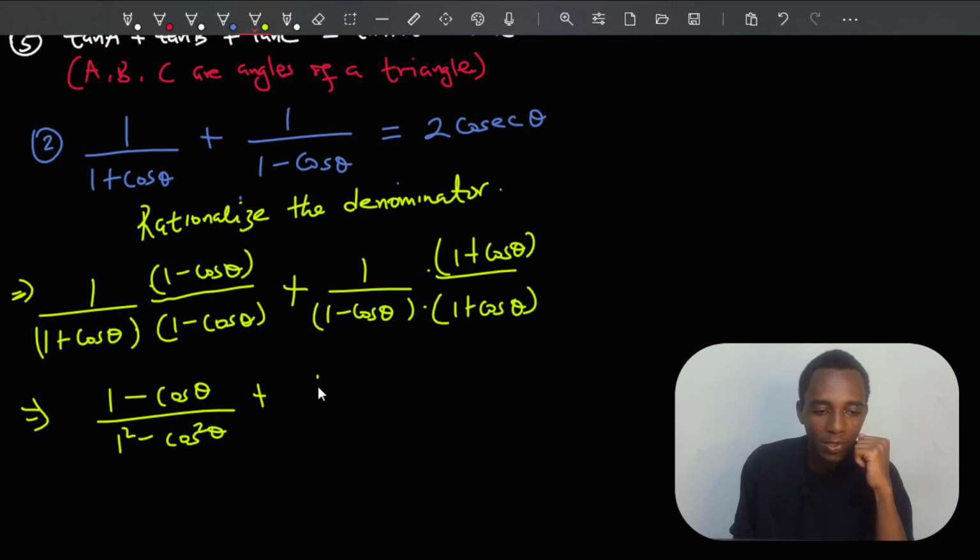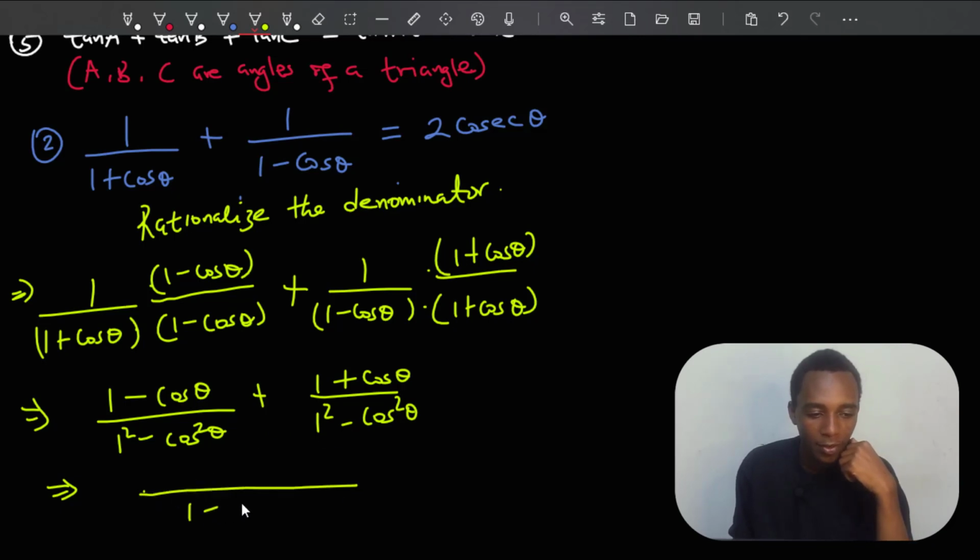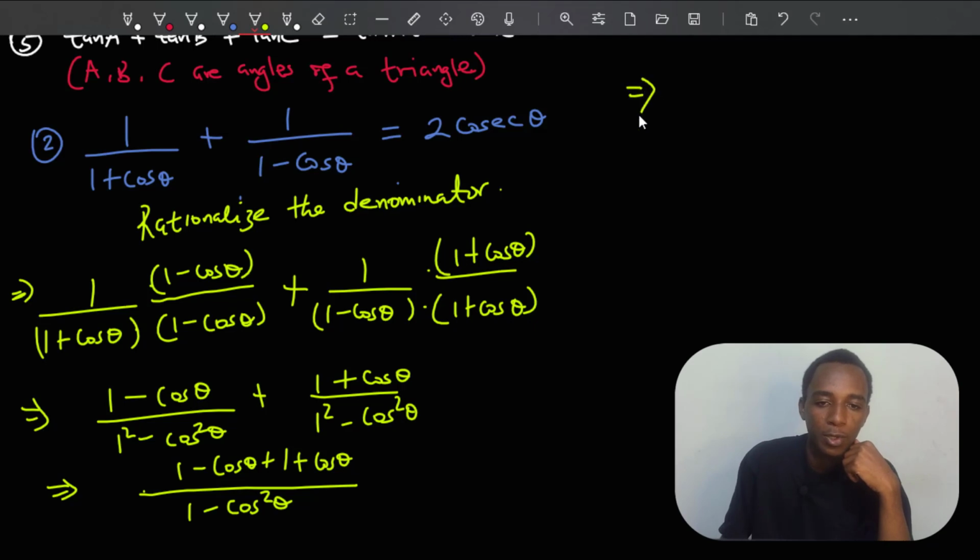So the next one is 1 plus cosine of theta, divided by the same thing here, 1 squared minus cos squared theta. Now combine this up, since we have the same denominator, which is a nice thing here. Now we have 1 minus cos squared theta, and on top we have 1 minus cos theta plus 1 plus cos theta. Okay, just proceed from here.